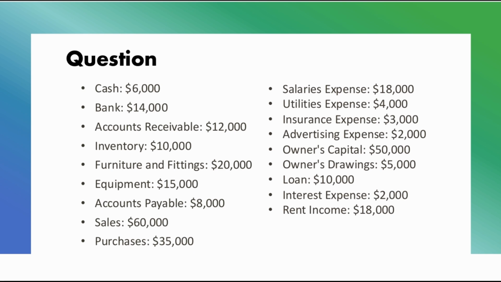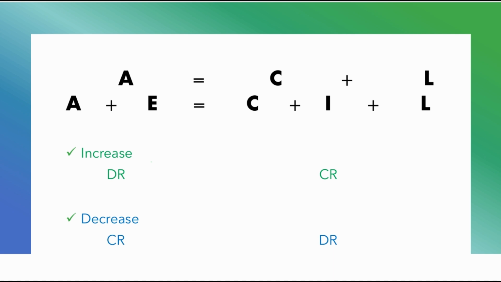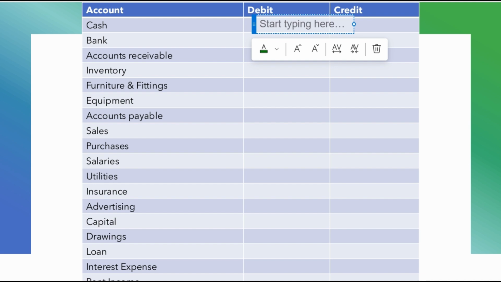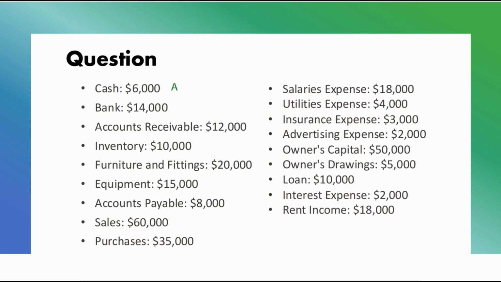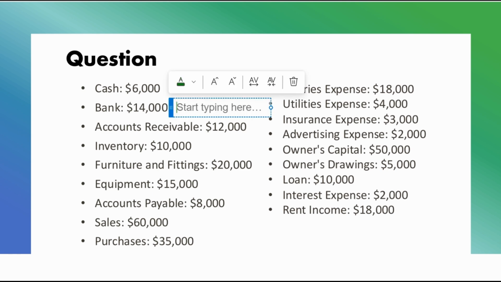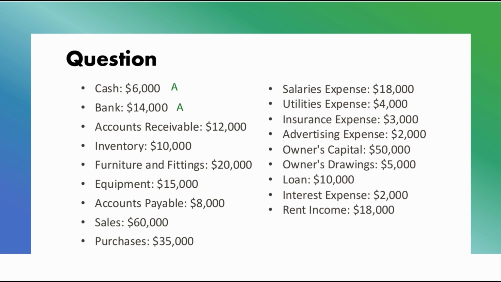So first we have cash. Cash is a resource and it's under the business's control, which makes it an asset. If we take a look at this, assets generally have a debit balance. So there will be a debit entry of 6,000. Bank. Bank is basically cash at bank. Again, it's an asset because it's a resource and it's under the business's control. So 14,000 will be debited.